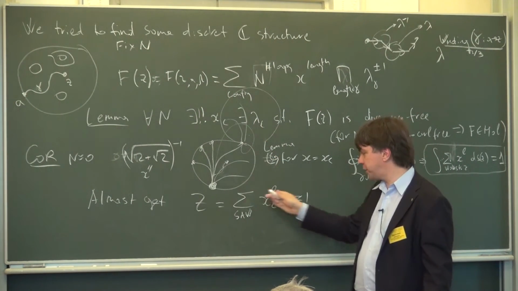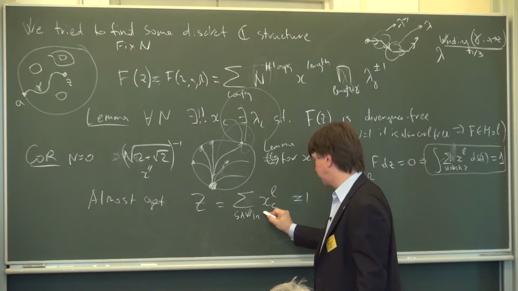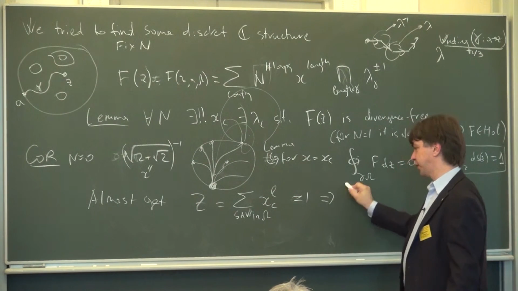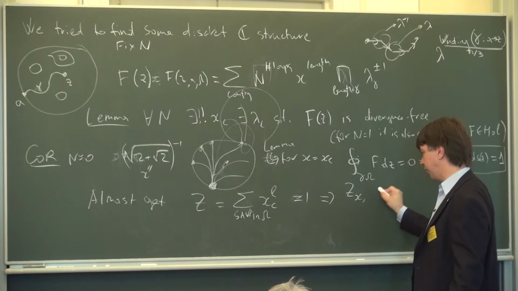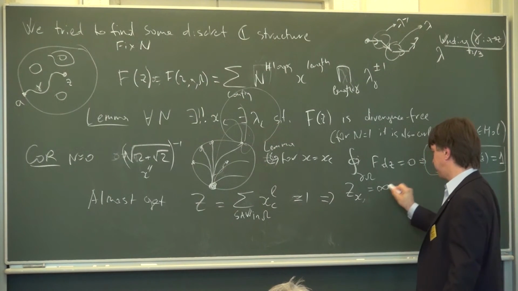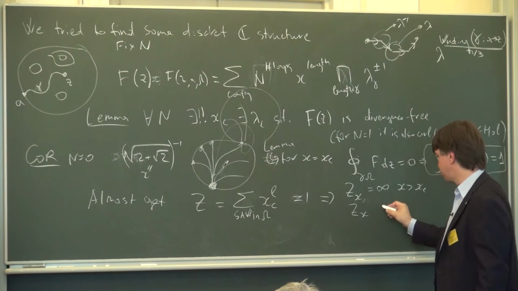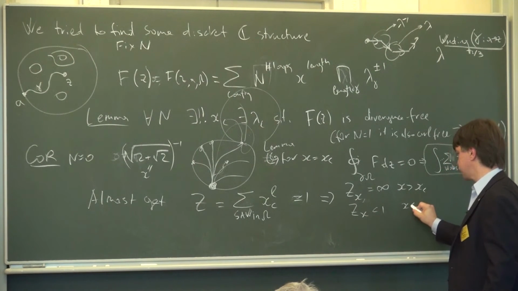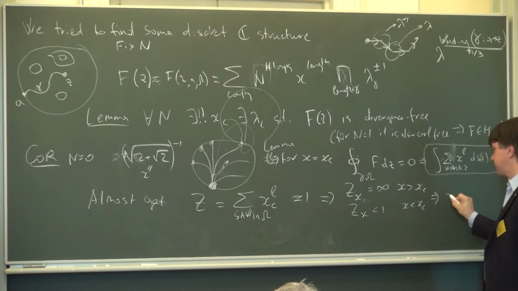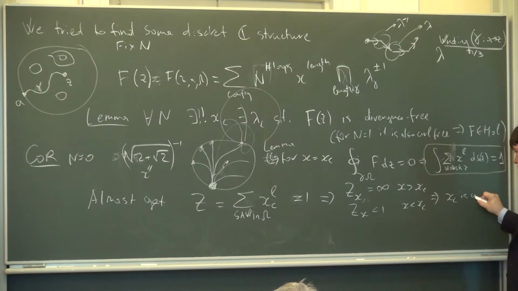So essentially, from this, we can easily get that Z(x) in the full plane is infinite for x bigger than x_c, and is actually smaller than 1 for x smaller than x_c. So it means that x_c is indeed critical.